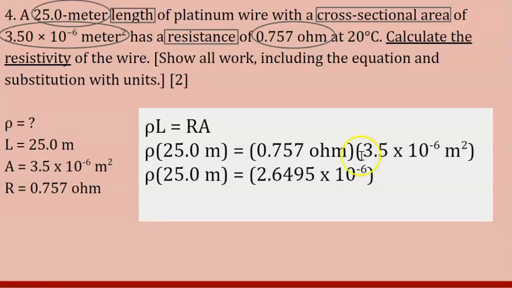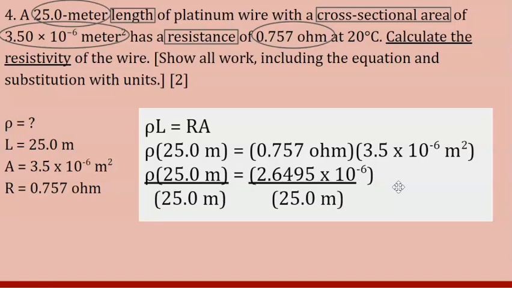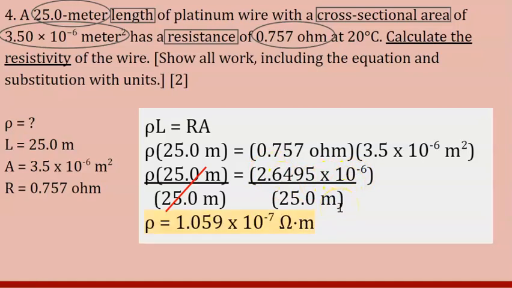That's what I get. If you got it in a decimal form, that's fine too. And now to get rho by itself, I want to divide both sides by 25. Right now, rho was being multiplied by 25, and I want to do the opposite of that, so that's divide. So that lets me cross out 25, and I'm going to be left with rho equals this divided by this. When I put that in my calculator, I get my answer, 1.059 times 10 to the negative 7 ohms times meters.